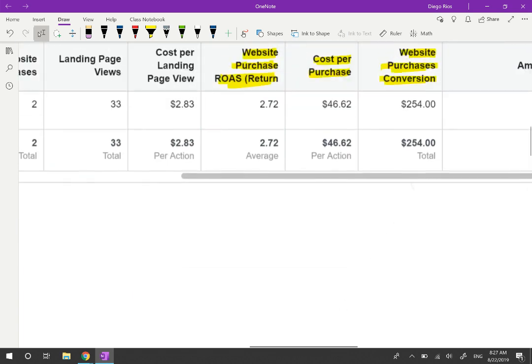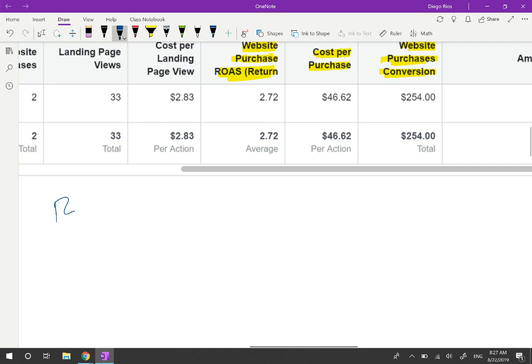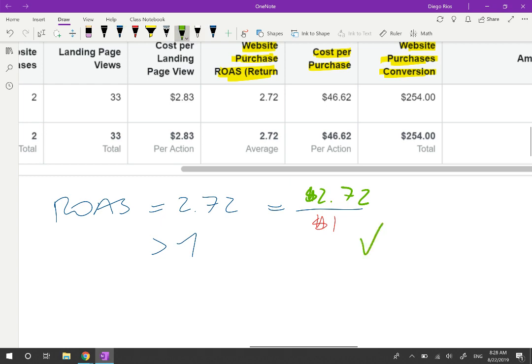And so a return on ad spend of 2.75, or 72, sorry, what this is saying is that for every dollar that I spend, I'm making $2.72, right? So this is, again, a return on ad spend that's above 1. So it's a good campaign. What you want to try to achieve is a positive return on ad spend that's above 1. You want to make sure that you're above 1, right?